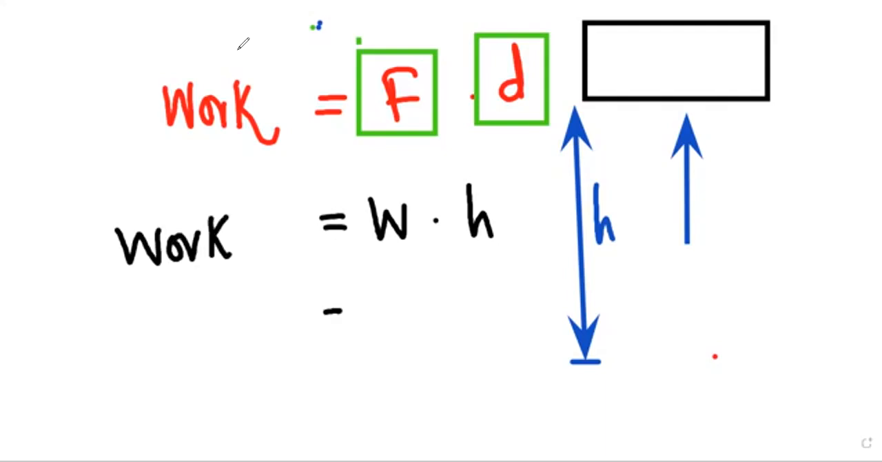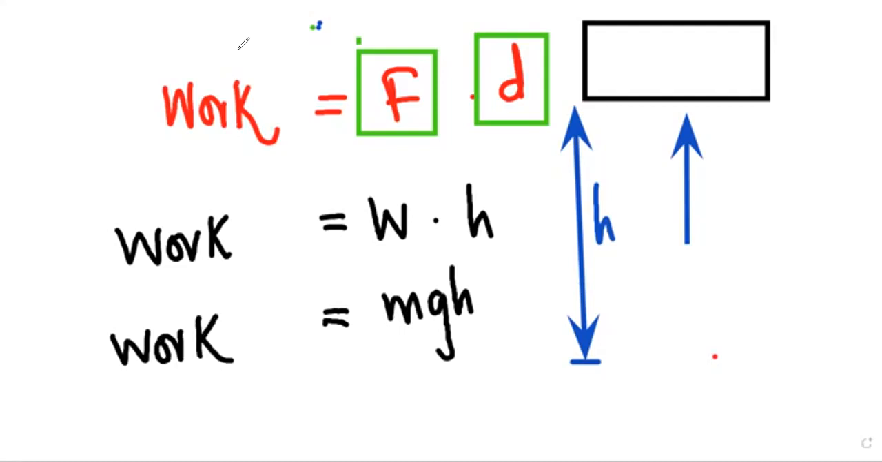And now we know that weight is mg, and now we have a new formula for work. So when work is done to move an object away from the earth surface, that is given by mgh.